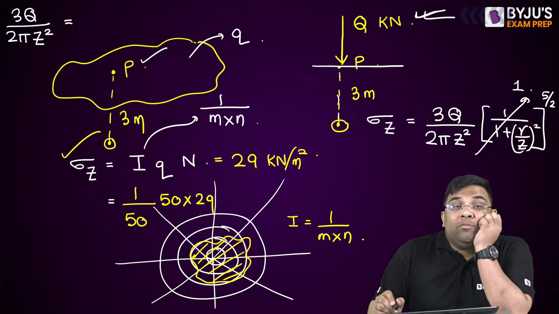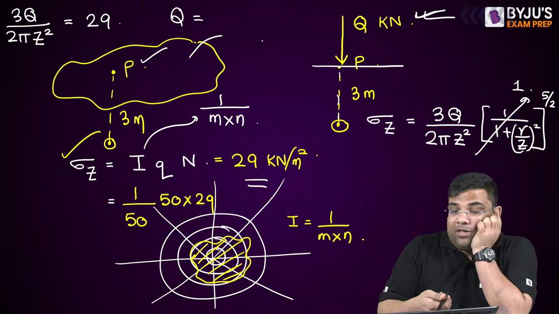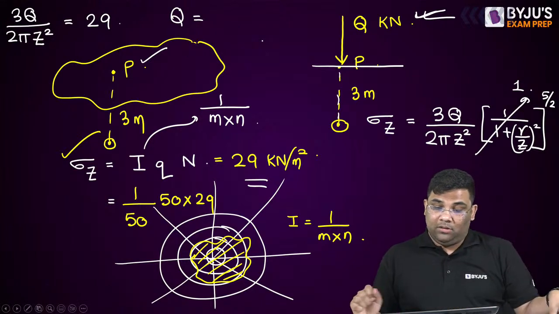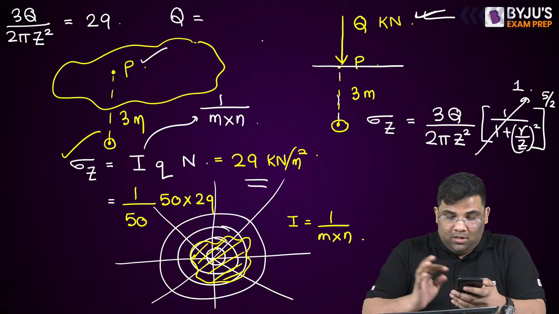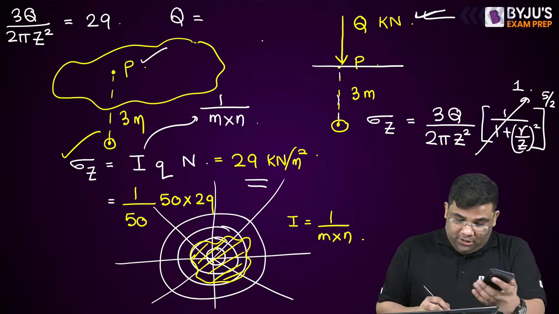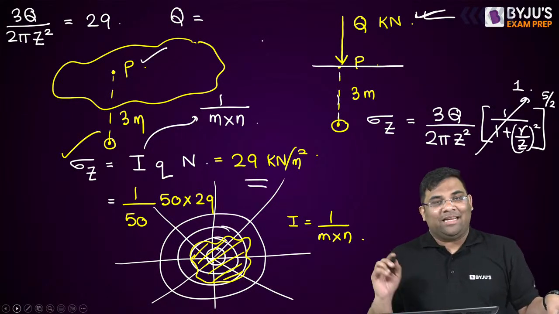Now, sigma z is how much? We just got 29. Depth is 3 meter. Can you give me Q? Find out Q and give me. Come on. Quickly, we have two questions more. No, one question more. Then 10 questions for homework.